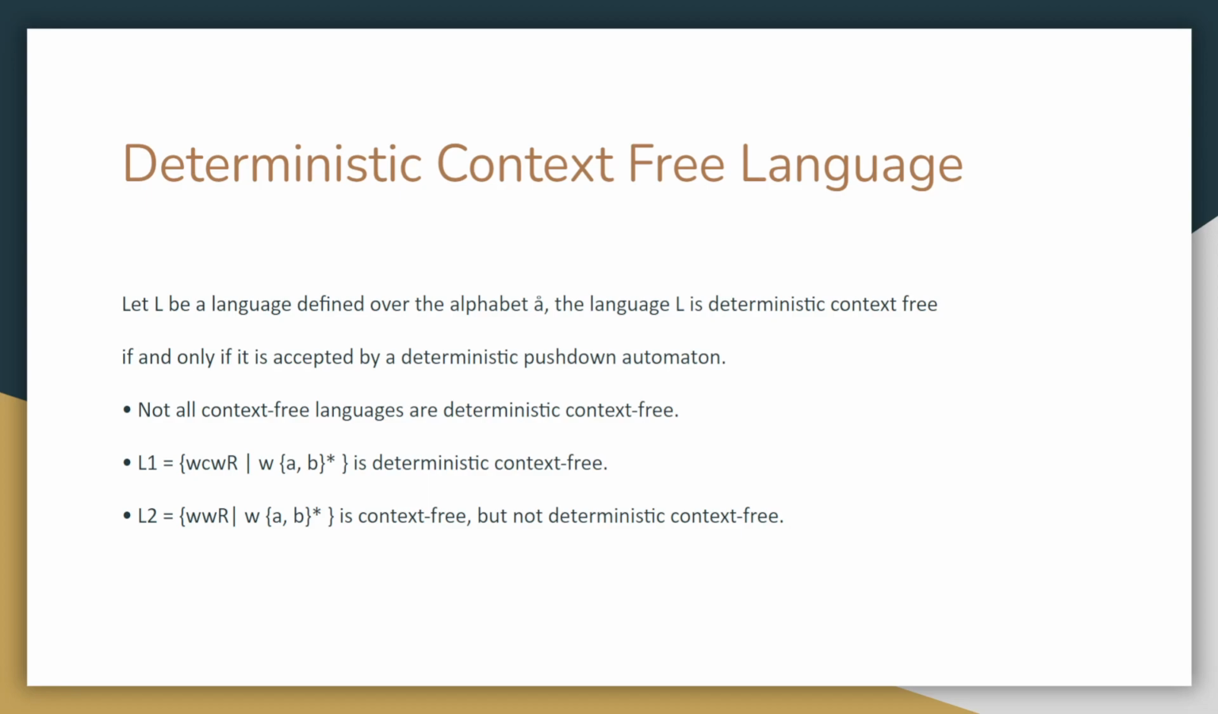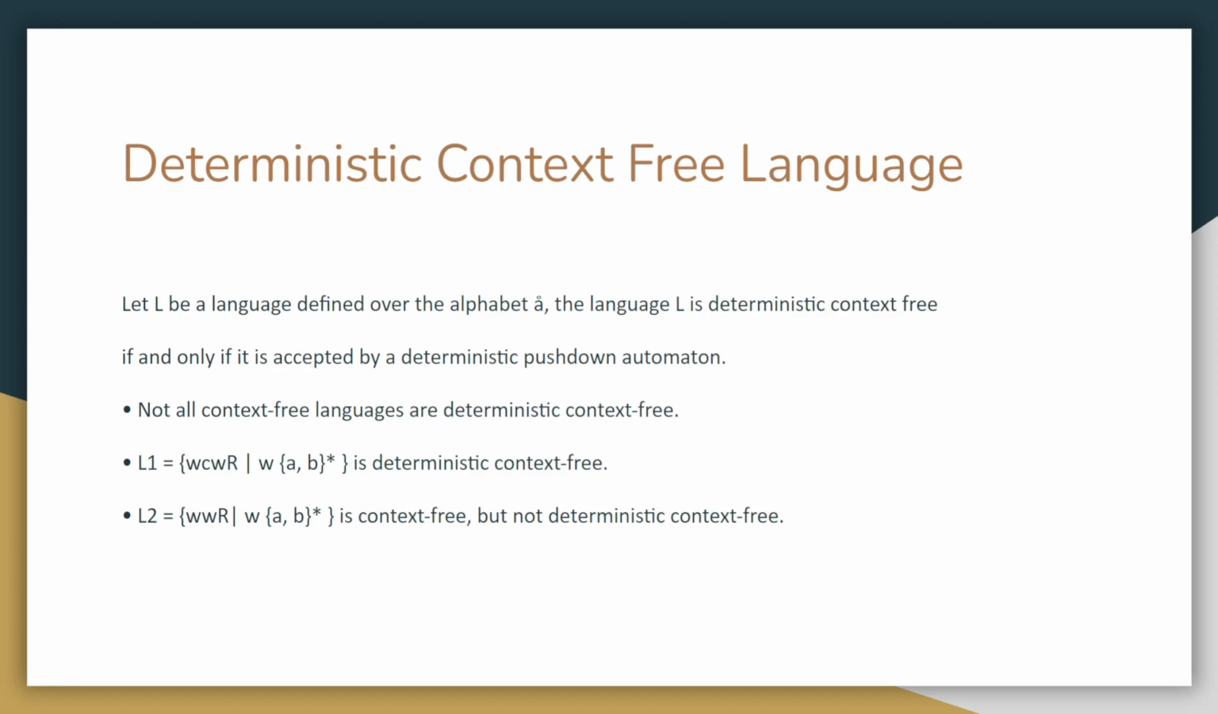in the sense that if we consider w as a, a, b, then w to the power R would be b, a, a, which would be the complete mirror of the initial string or the sequence of letters. So w to the power of R would invert the sequence of the string.